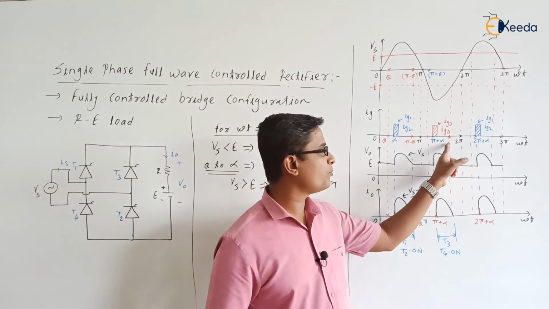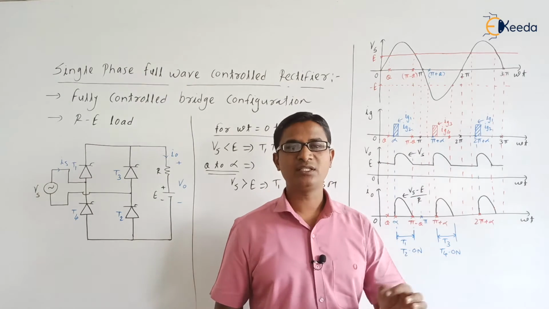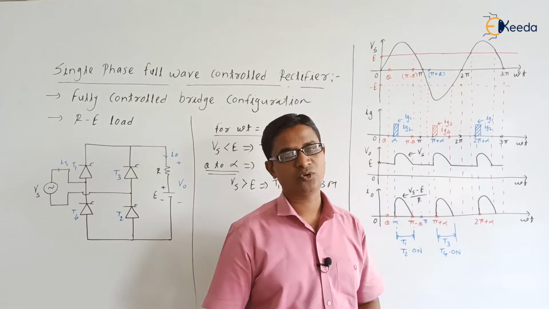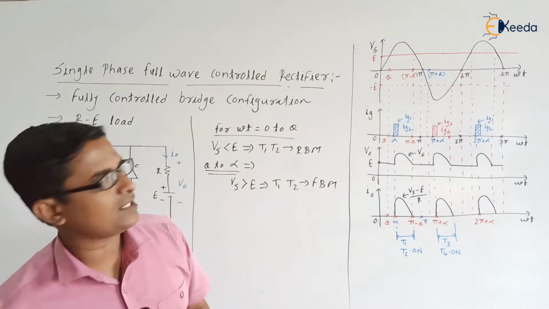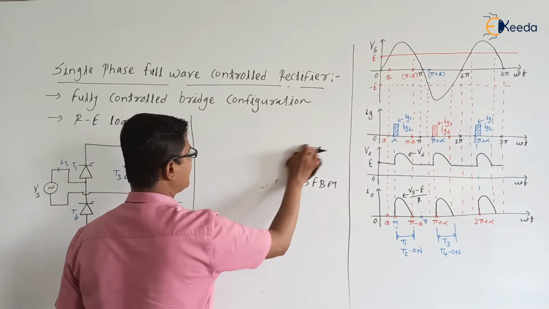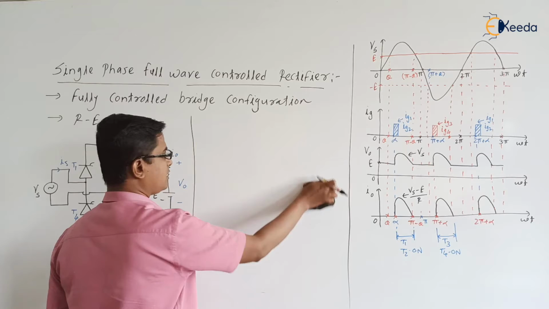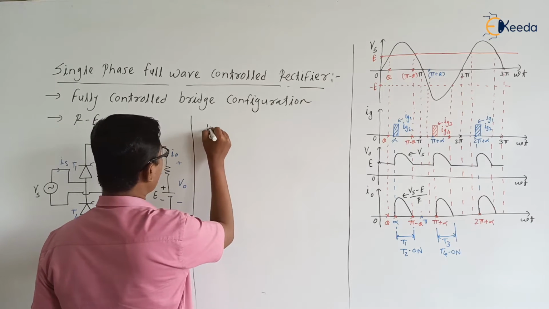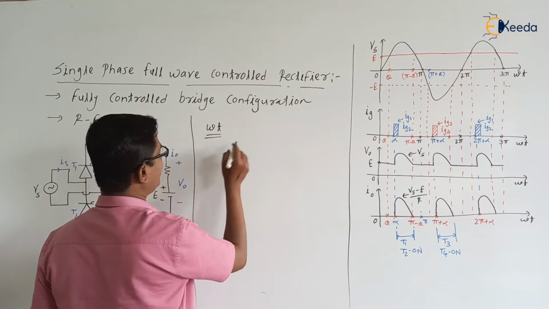And from 2 pi minus theta to 2 pi, T3, T4 will again be in the reverse blocking mode. So here we will summarize the modes of operation of the thyristors T1, T2, T3, T4. I am writing it as omega t.